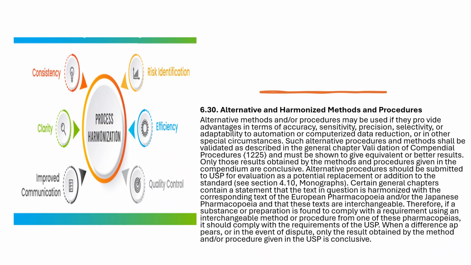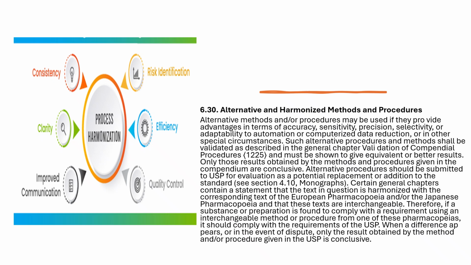Next is 6.30, that is alternative and harmonized methods and procedures. Alternative methods or procedures may be used when they offer advantages such as improved accuracy, sensitivity, precision, selectivity, or suitability for automation or computerized data handling, right? These alternative methods must be validated as per USP chapter 1225 and demonstrated to provide results that are equivalent or better. So you have to perform that method validation, right?